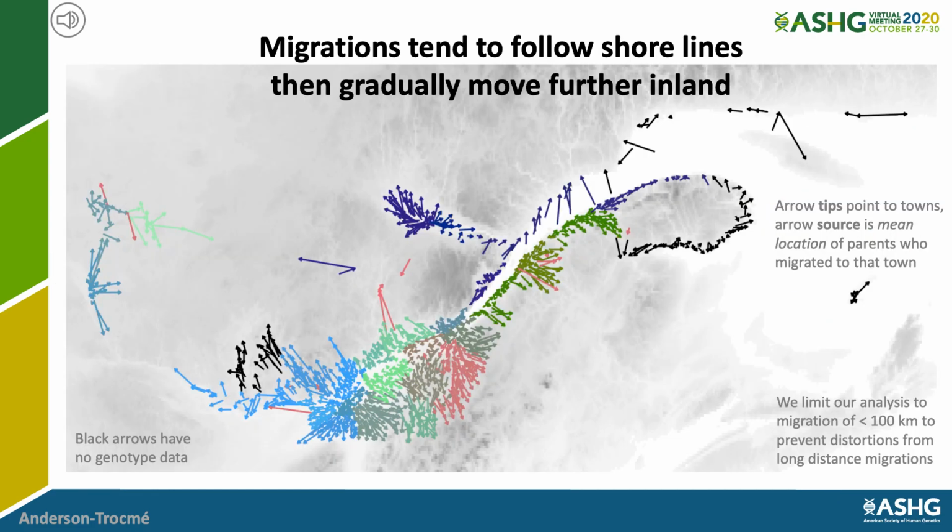Another way to visualize these non-uniform migration patterns is through a migration vector field, or the prevailing winds as I like to call them. If your parents migrated to get here, where did they come from? Here we find that migrations tend to follow shorelines and then gradually move further inland.